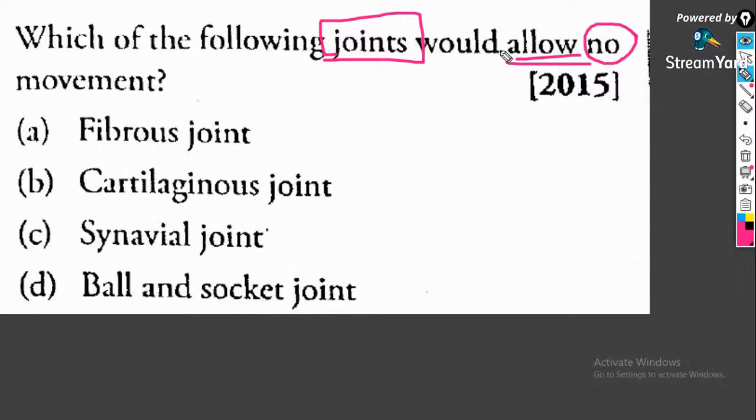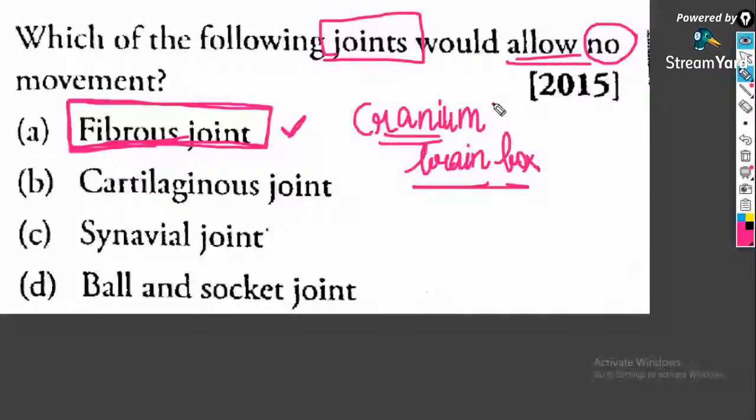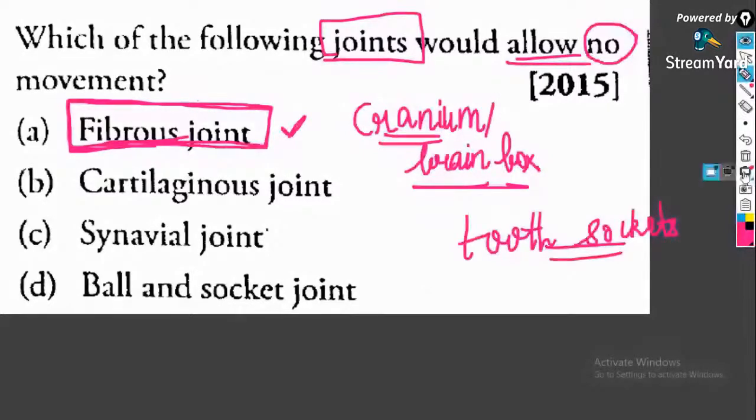Hope everybody got the answer, guys. The correct answer for the question is fibrous joint. Fibrous joints are immovable joints which occur between the bones of the cranium. Cranium is known as the brain box. They also occur in the tooth socket. So they do not allow any movement of the joint. These joints are non-movable or immovable.